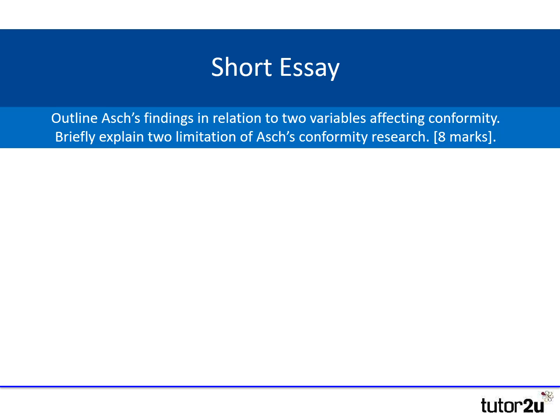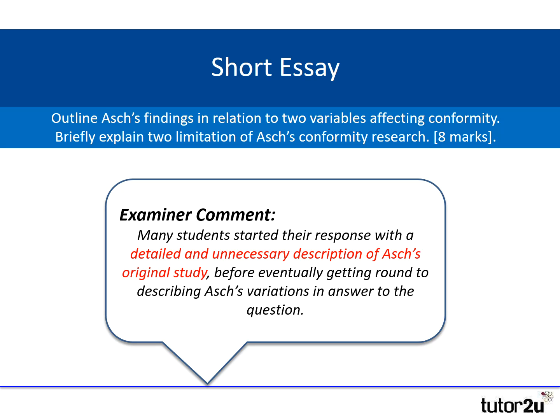The second question I'd like to look at is this one on the screen now, which is a short essay. It was outline Asch's findings in relation to 2 variables that affect conformity and explain 2 limitations of Asch's conformity research, 8 marks. So a mini essay, okay? Really important examiner commentary, and I know why students do this. Many students started their response with a detailed and unnecessary description of Asch's original study. I spoke to students following the exam, and many of them said, well, it didn't seem right to talk about the variations unless I talked about the original. Well, the examiner's not asked you to talk about the original, and the examiners will know the study very well, so you don't need to.